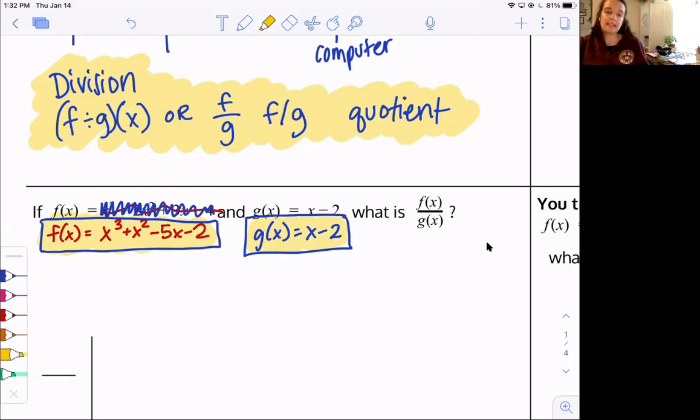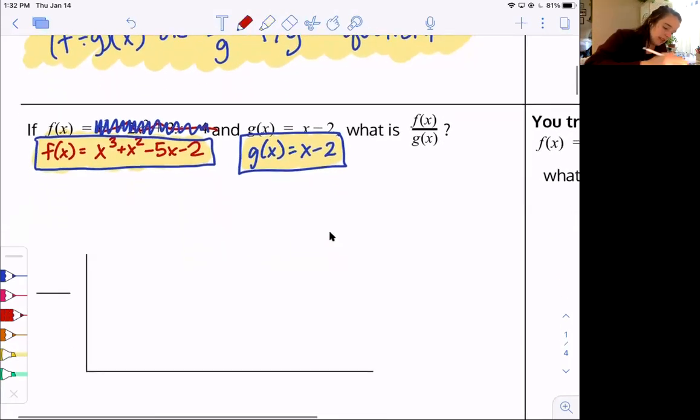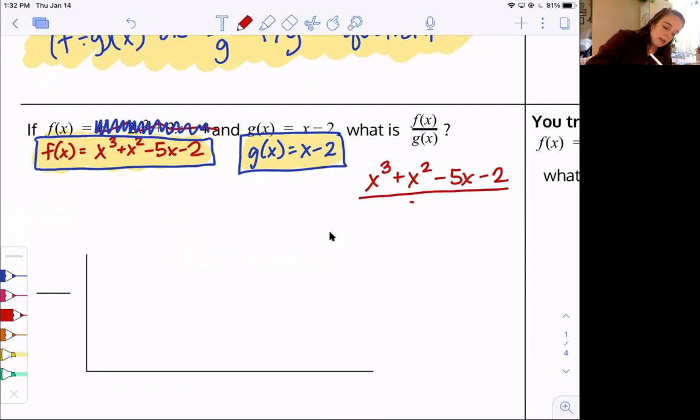All right, so I need to divide this one by this one. So what I'm going to do is write x to the third plus x squared minus 5x minus 2 divided by x minus 2, like that. x minus 2.